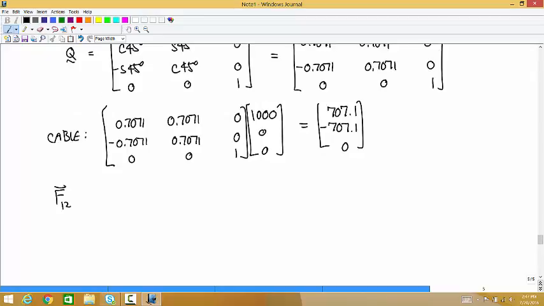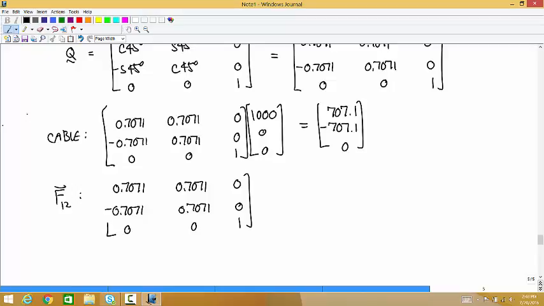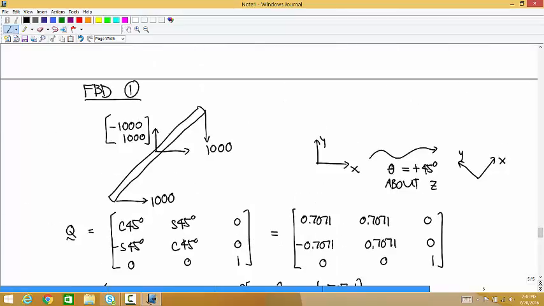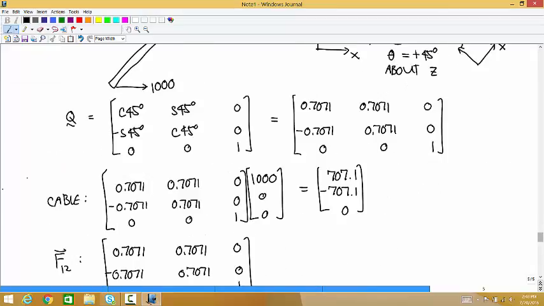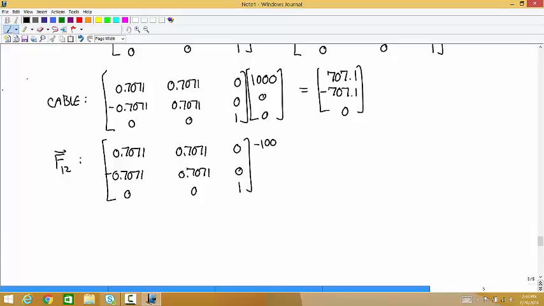Then we'll do F12. So 0.7071, 0.7071, 0, negative 0.7071, positive 0.7071, 0, 0, 0, 1, times the force vector of negative 1,000, positive 1,000. And so that is 0, positive 1414.2, 0.